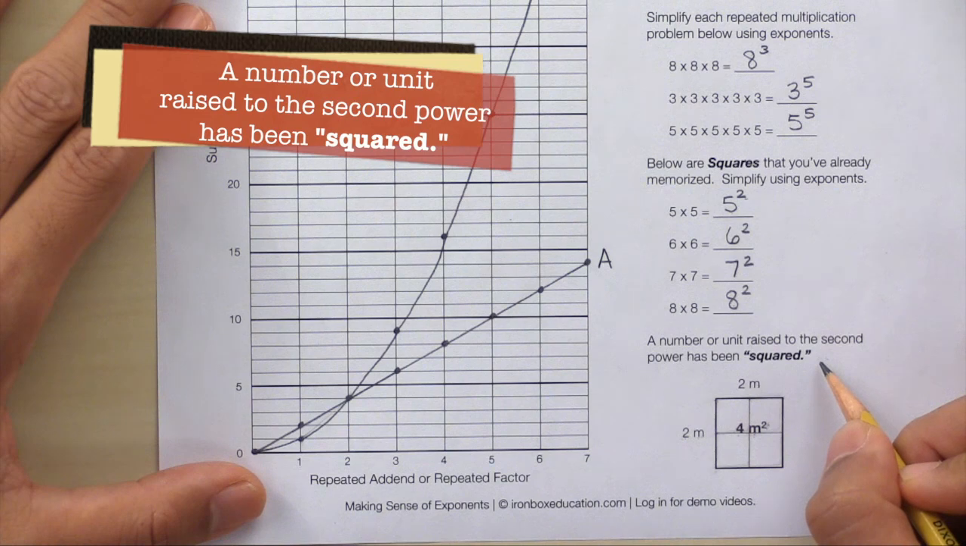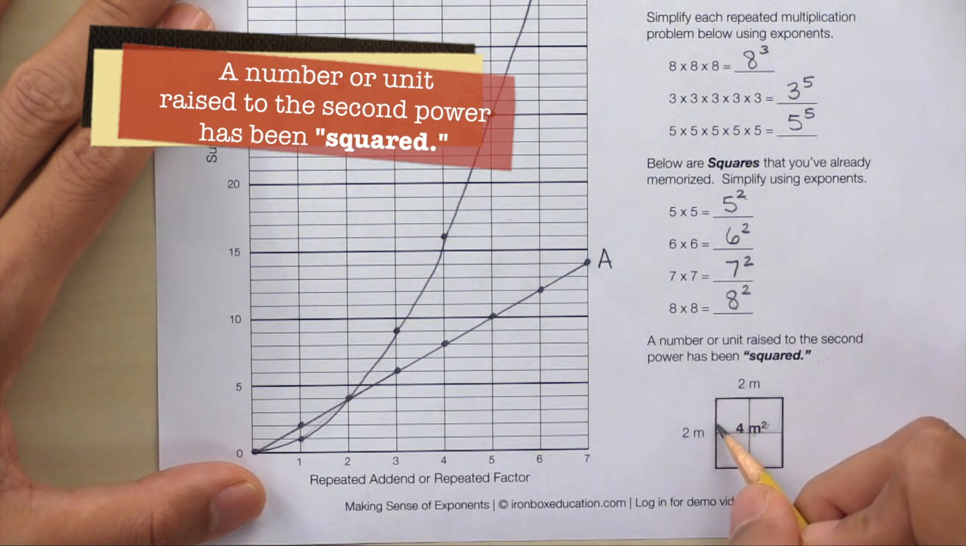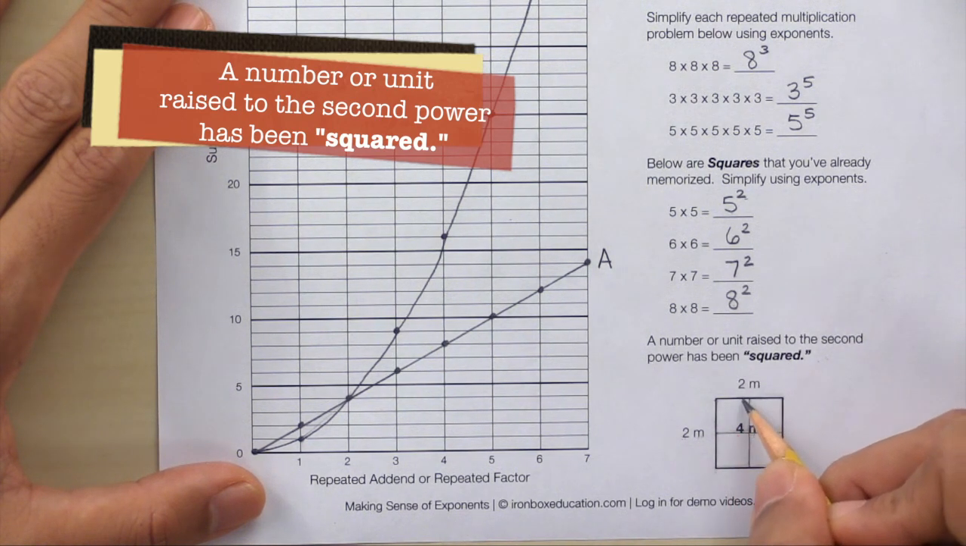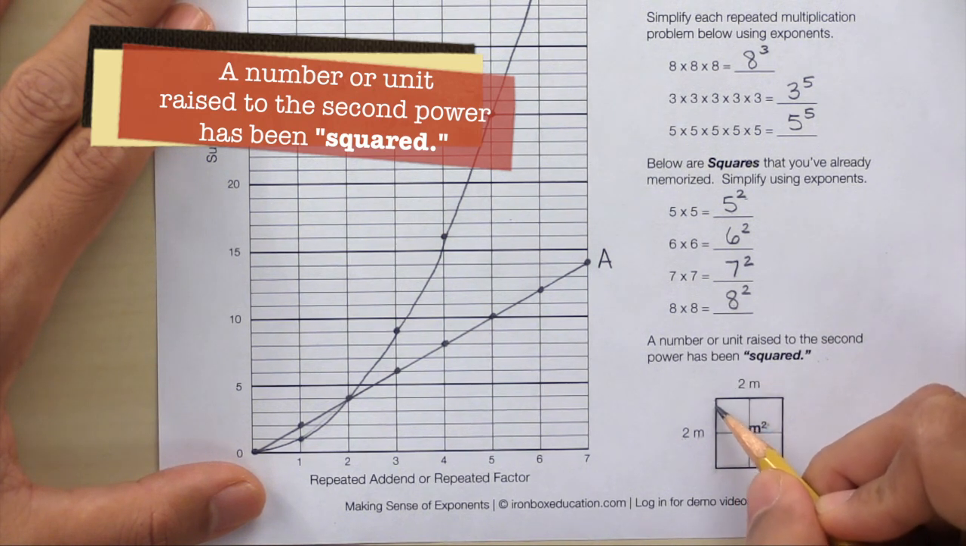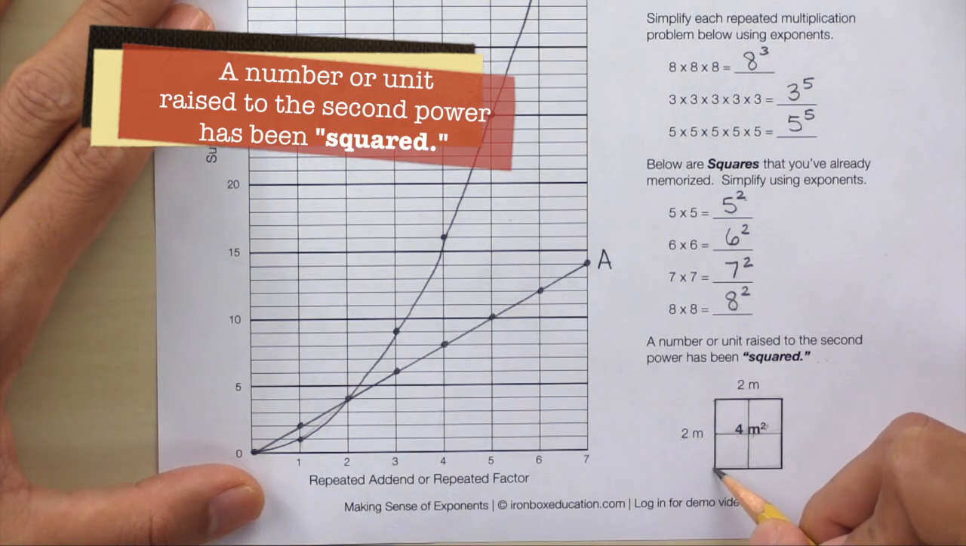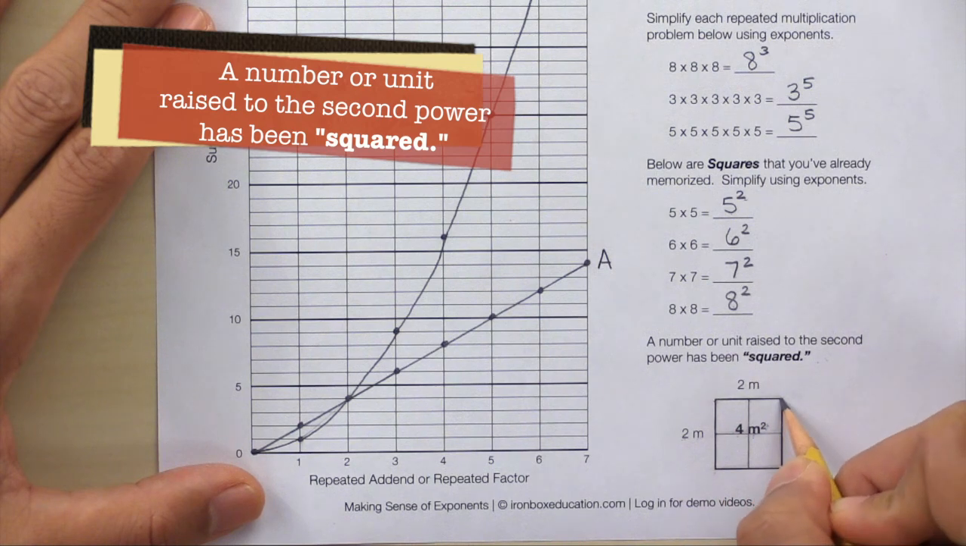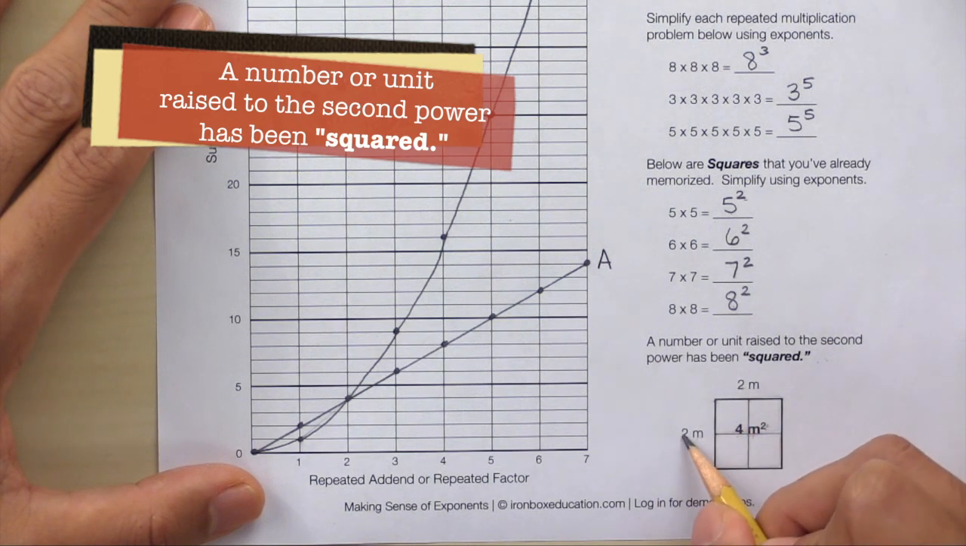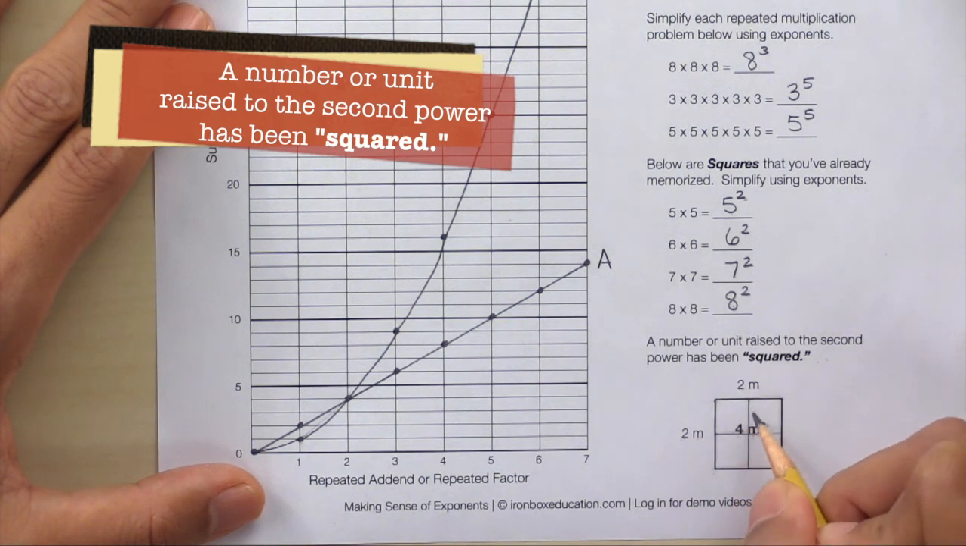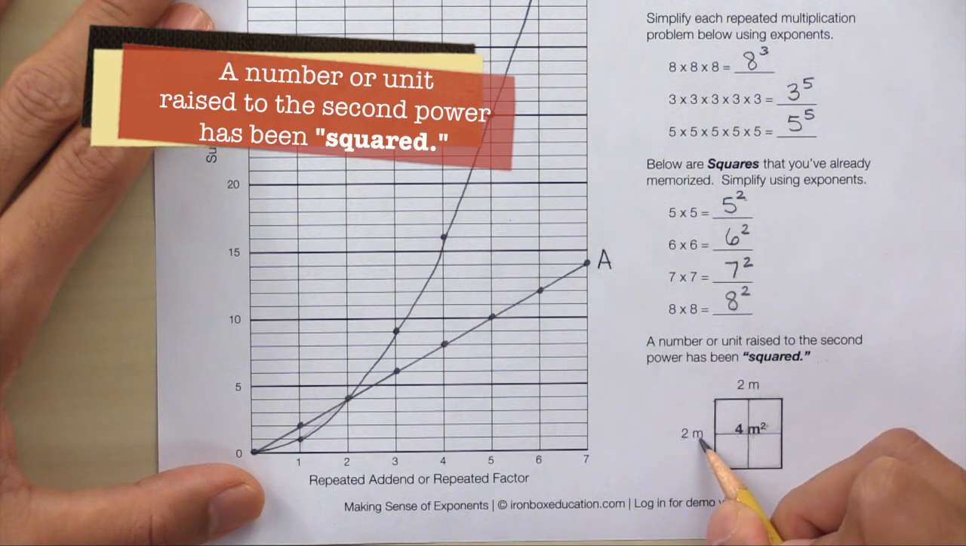Now let's figure out why they're called squares. Here it says, a number or unit raised to the second power has been squared. So take a look at this large square here. And if I know this length is 2 meters, I know this length is 2 meters as well. 2 times 2 equals 4, and meters times meters equals meters to the second power.